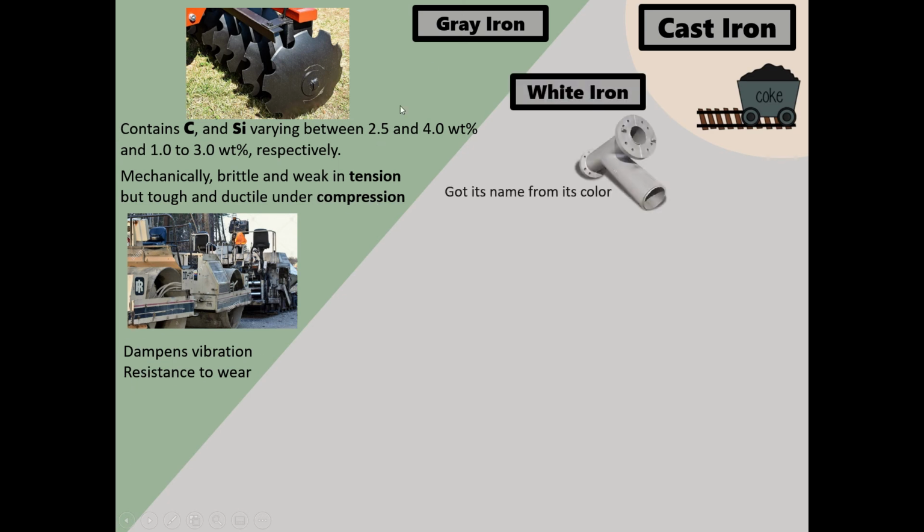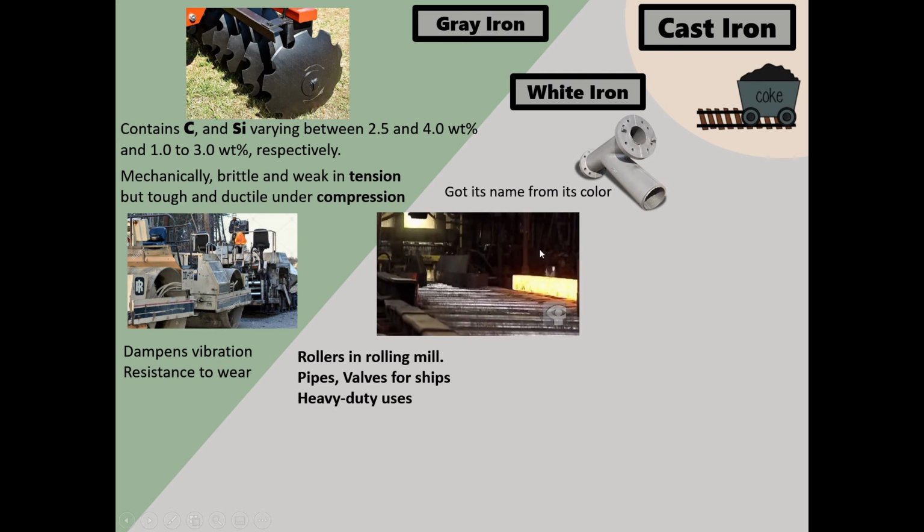Second one, we have white iron. It gets its name from its color. So we use white iron, cast iron, in rollers in rolling mills. We have pipes, wire tool chips, and heavy duty vessels. We also use this white iron in our conveyor belts.